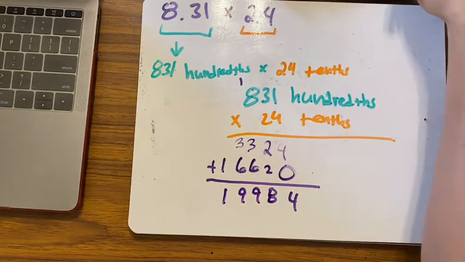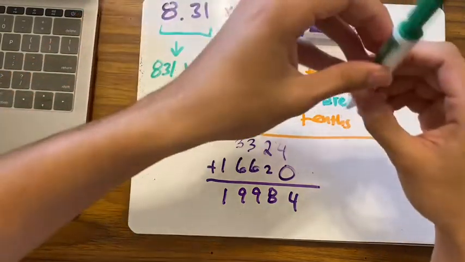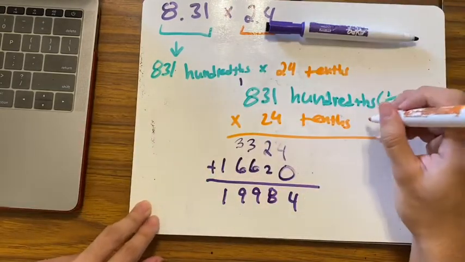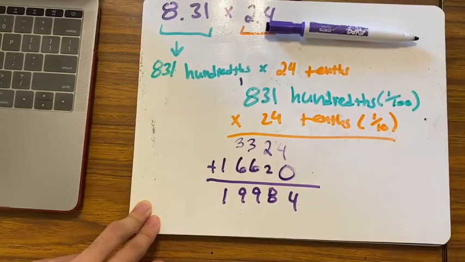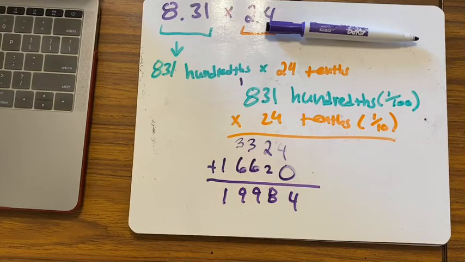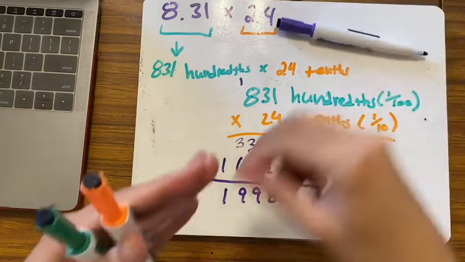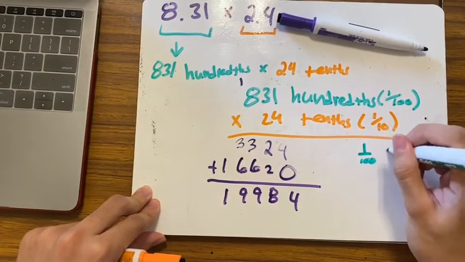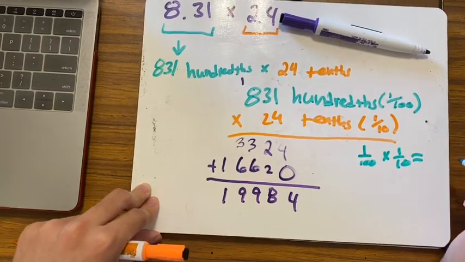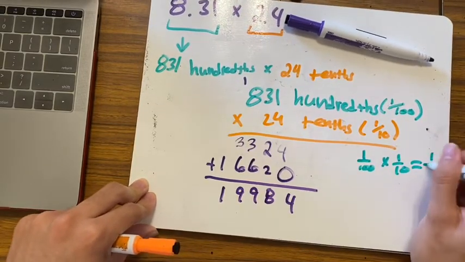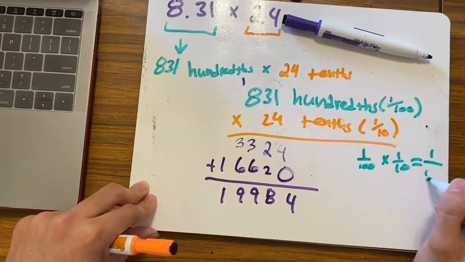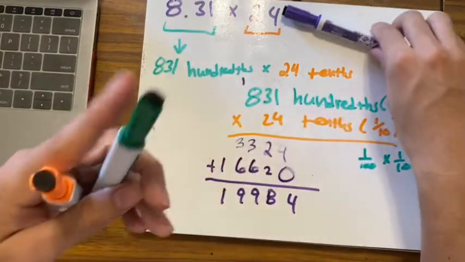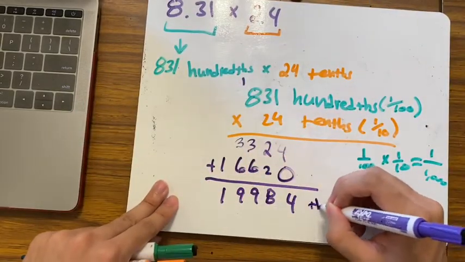And now let's go ahead and worry about this guy. So here I have hundredth. I have 1 over 100. And then tenth, 1 over 10th. Okay? So now I have to multiply 1 over 100 times 1 over 10. I'll do that down here. 1 over 100 times 1 over 10. Okay? So that's going to be 1 over 1,000. Okay? So I have 1 thousandths. So that means I have this many thousandths.